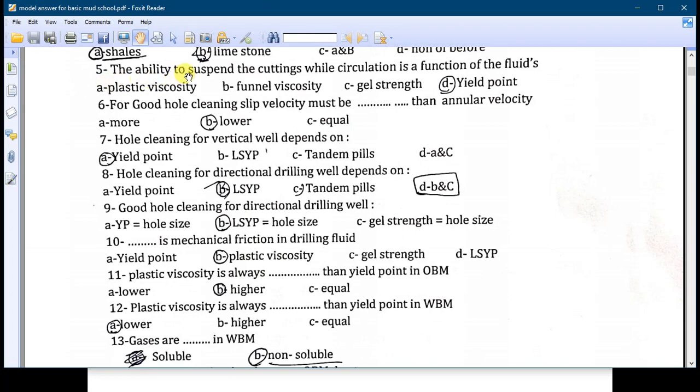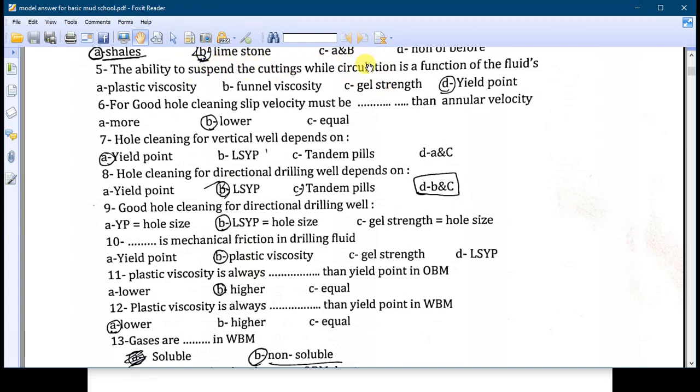Number five: the ability to suspend the cuttings while circulating is a function of the fluid's yield point. Why is it the yield point? Because this is from the definition: it's the cutting carrying capacity during circulation. But if it is in the static condition, it will be the gel strength. So take care about this. This is very important. The yield point is the ability of the mud to suspend the cuttings while circulating.